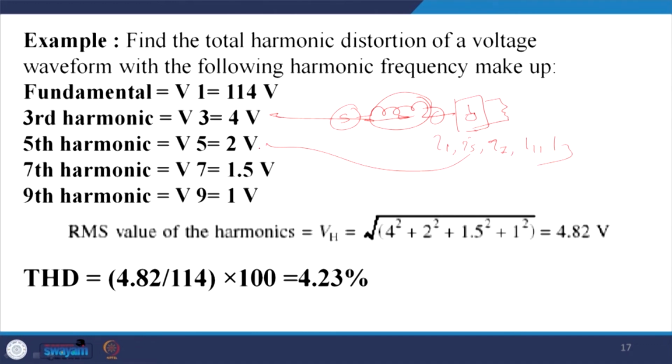So, let us see, this is a way to calculate, it is very easy. VH will be the square root of 4 square plus 2 square plus 1 square plus and so on. So, this will be your voltage harmonic. The voltage THD you can define as 4.82 by 114 into 100, that is 4.23%, and it is to some extent acceptable.